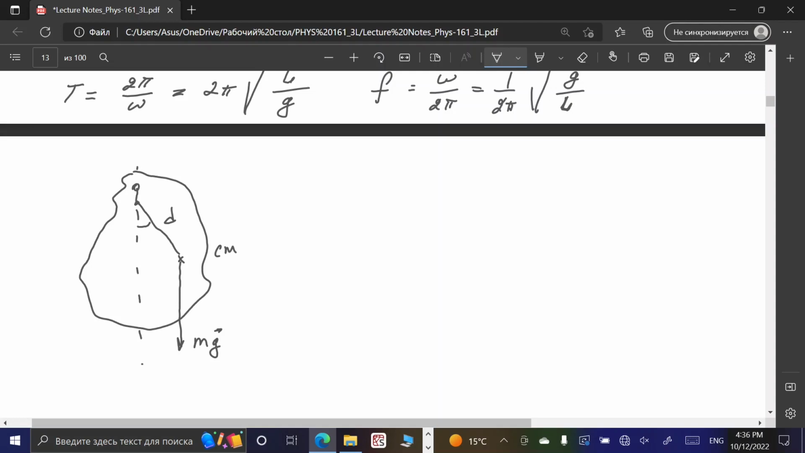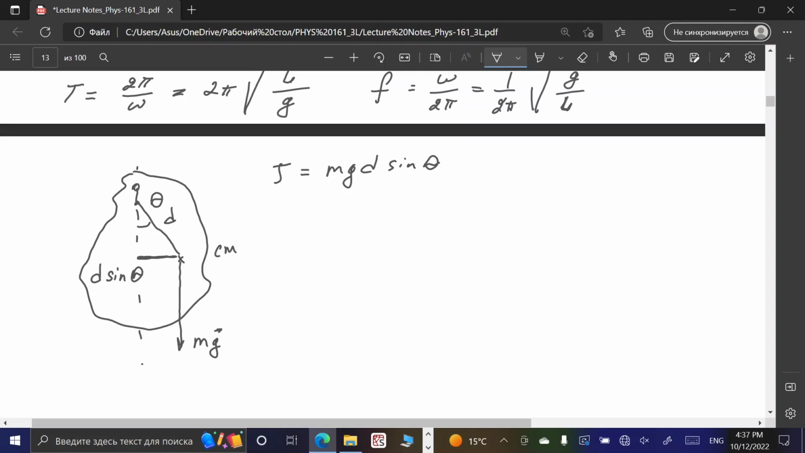Let's assume that we know this angle theta. So what is torque? It's the product of force and lever arm. What will be the lever arm here? It's this distance, and this will be d times sine theta. So the magnitude of torque will be equal to the weight, which is mg, times d sine theta.